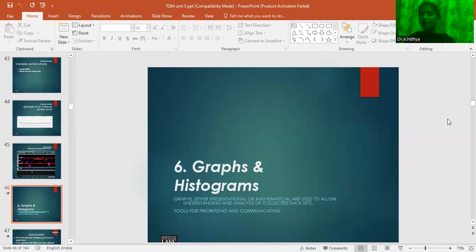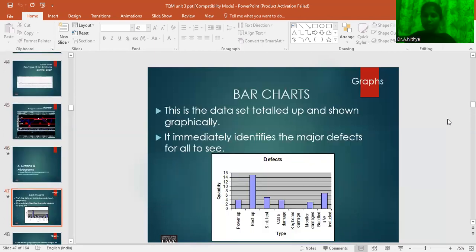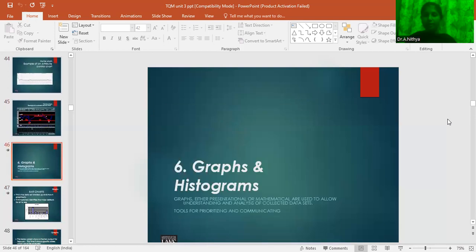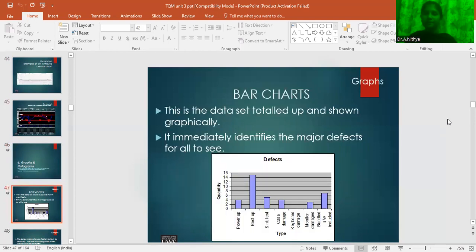Next is graph and histogram. What is a graph? Either it is presentational or mathematical, used to allow understanding and analysis of connected data sets. So actually this is a tool for prioritizing and communicating. So what is the purpose of a graph or a histogram? For graphically displaying the frequency distribution of the numerical data.